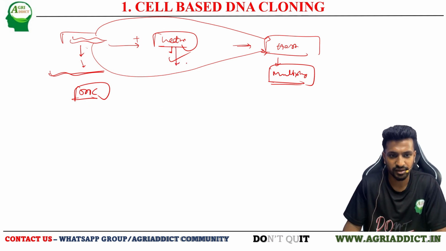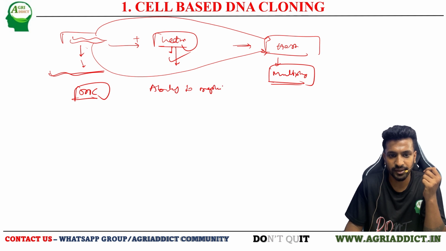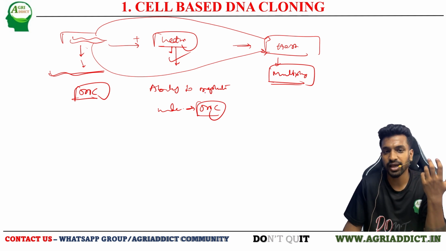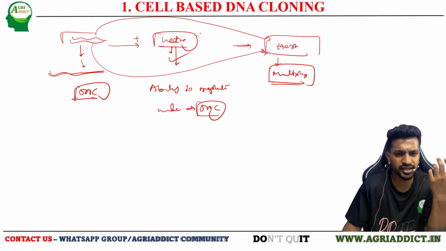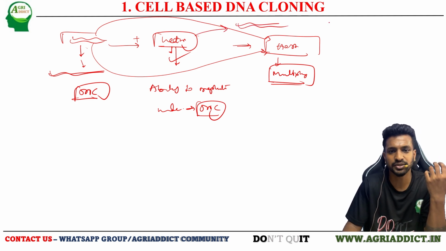But the vector is the one which will have the ability to replicate independently. That means they have their own origin of replication. So what type of vectors will have the origin of replication? See, again the vector is nothing new, it is again a DNA sequence only. But what type of DNA sequence will have this ability?